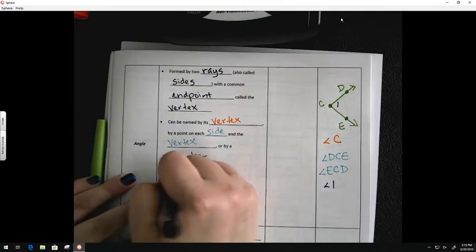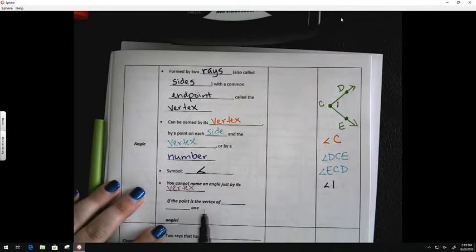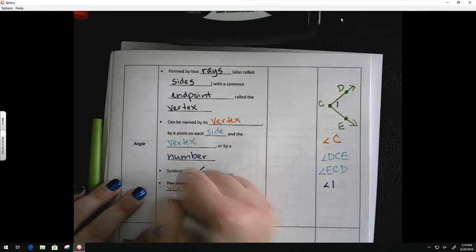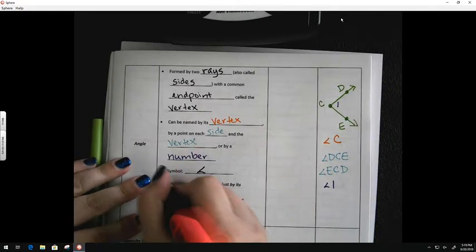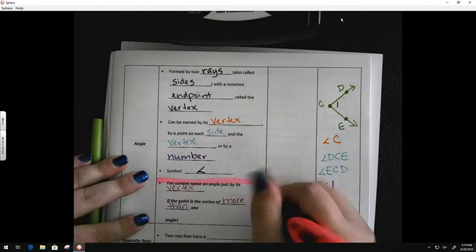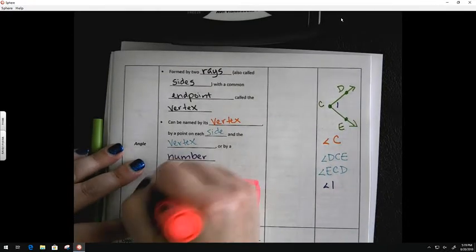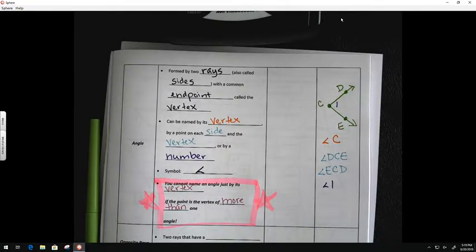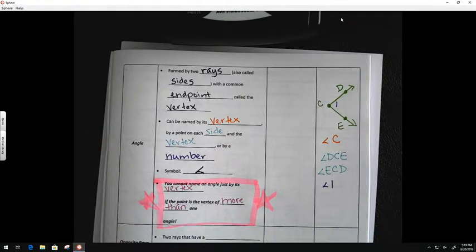This next part is really, really important. You cannot name an angle just by its vertex if the point is the vertex of more than one angle. All right, so that's a little confusing, but I do want you guys, if you've got a highlighter or something, put a box around that or star it or something. This is a really important piece of information. So if your vertex has more than one angle stemming from it, you cannot use the vertex to name it.